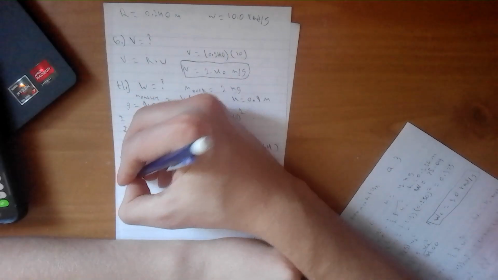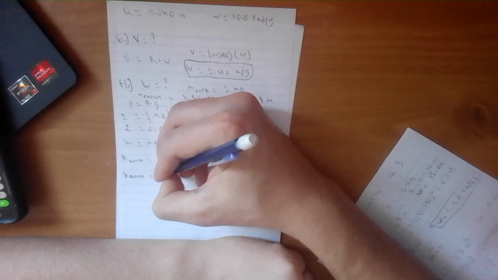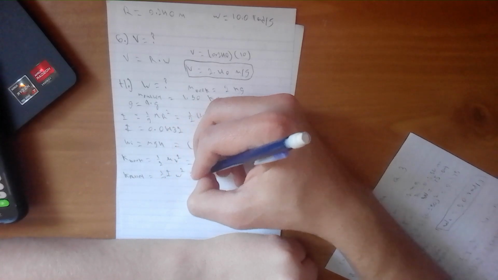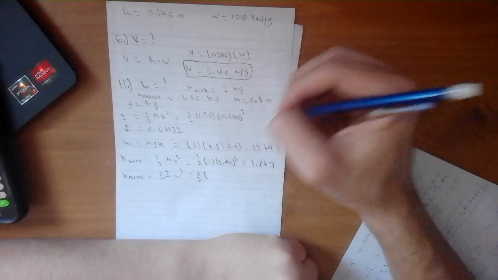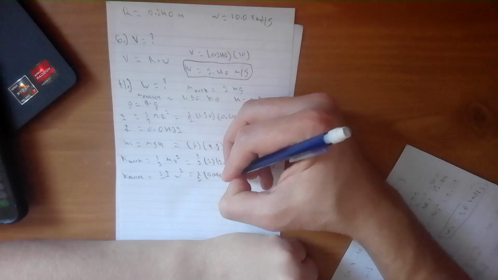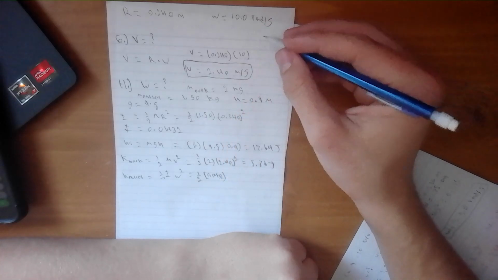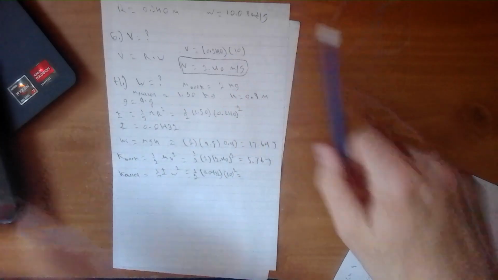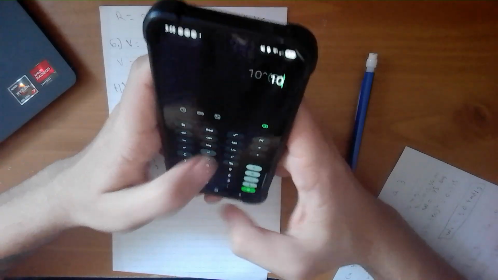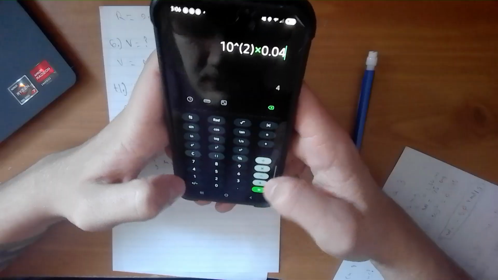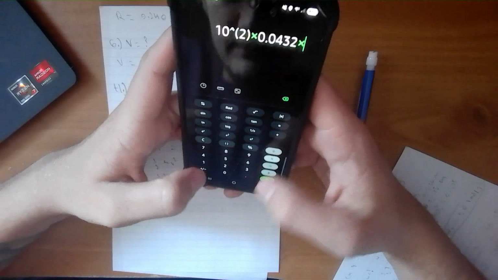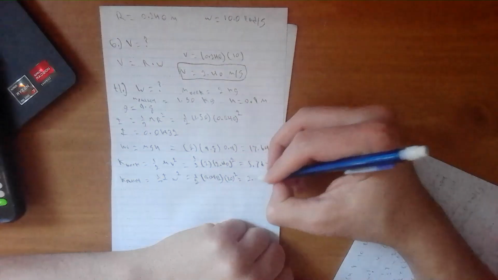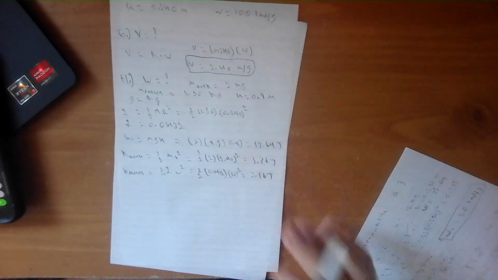All right, and then we have to find the kinetic energy of the pulley. So that's going to equal 1/2 times inertia times angular speed squared. We also have all of those. So 1/2 times inertia, 0.0432, times angular speed, which is 10, squared. So 10 squared times 0.0432 times 0.5 is 2.16 joules.